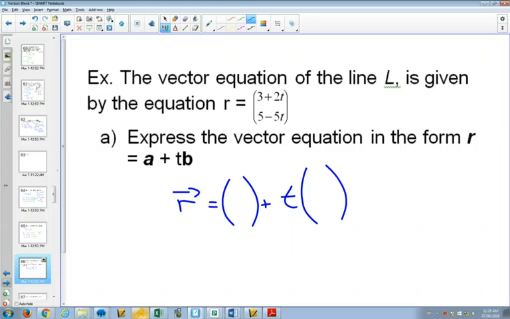Well, could you write this just as the parametric form? The parametric form, well, your x coordinate is 3 plus 2t. Your y coordinate is 5 minus 5t. Now, if that was your parametric form, what would have been in your original vector form? Okay. Perfect. So it's just playing around with it and rearranging things.